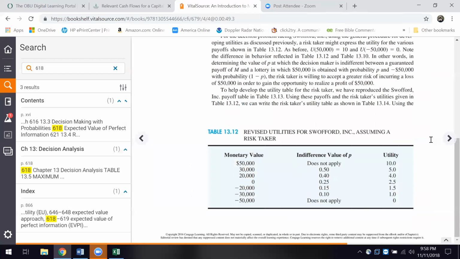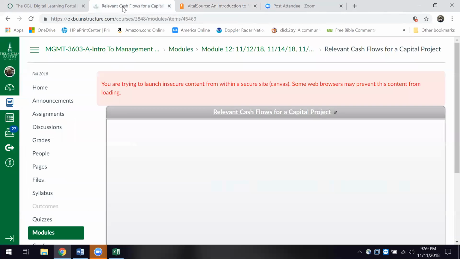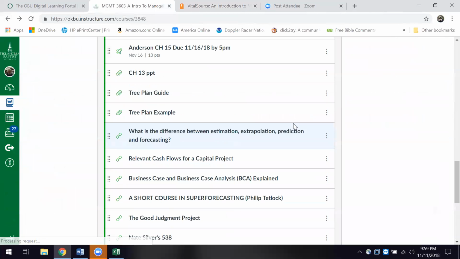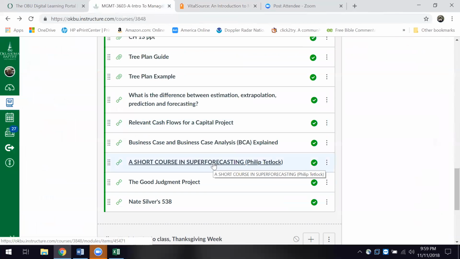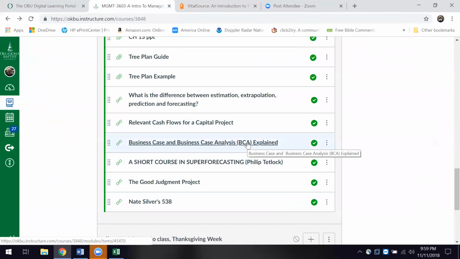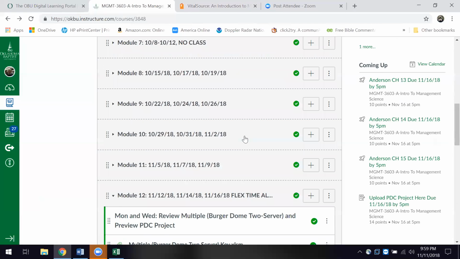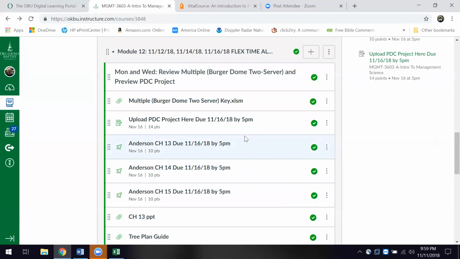Okay, so the text is rich with all of these kinds of sets of data. The thing that I want to do for you here is to give you this simple model to work through, and also expose you to some nice resources that help put some of this information into a richer context for us. We'll look at PDC and talk some more about the tree plan and tree diagrams and all that.